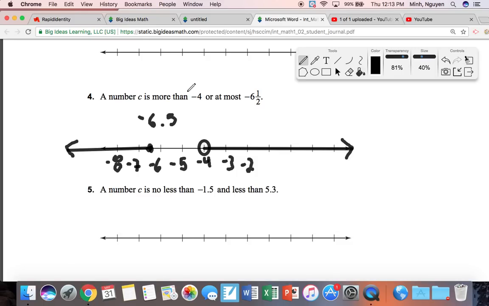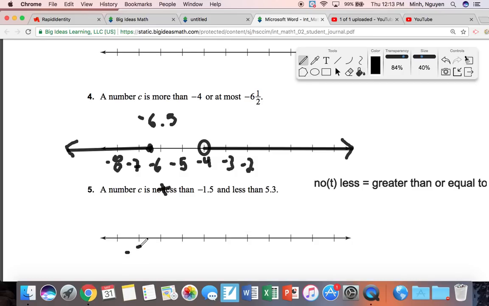Number C is no less than. So again, not less. I'm going to write this out too actually. Not less equals, well, first it says no less, so you have to put it to yourself. Not less equals greater than or equal to. So a number C is not less than -1.5.